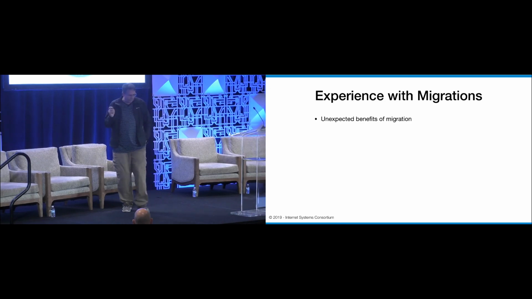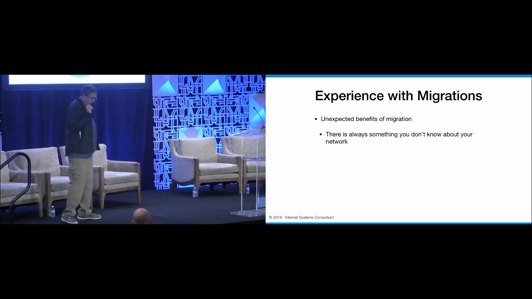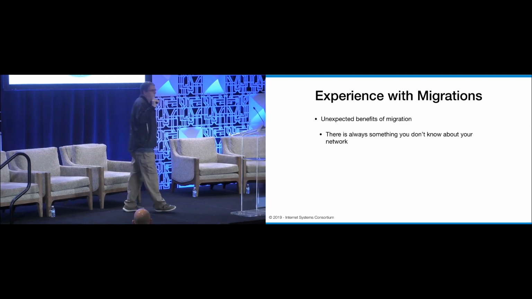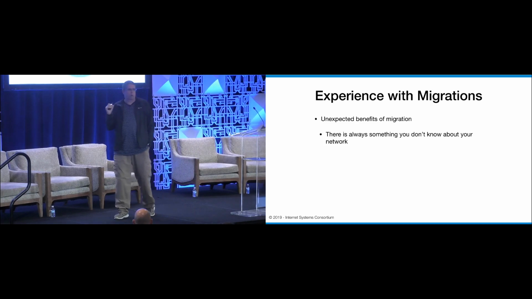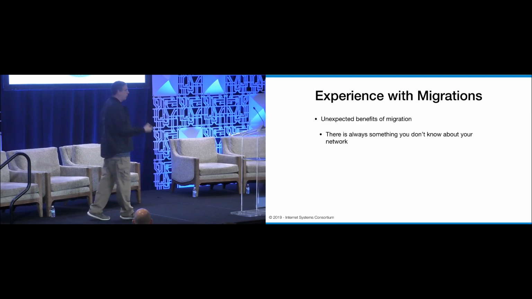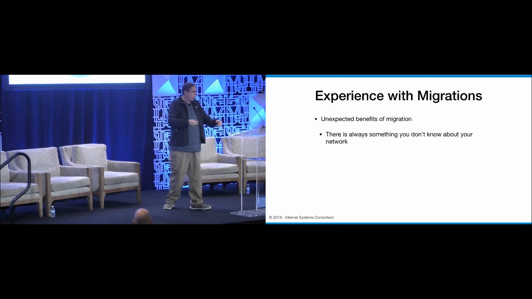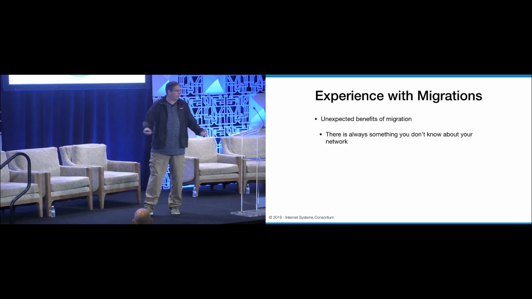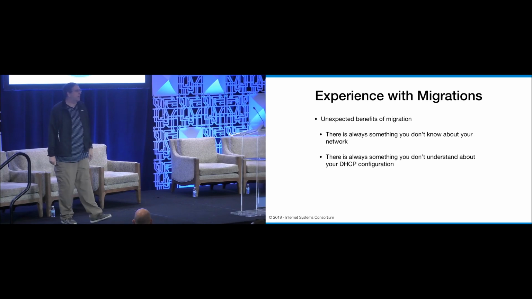There are some really interesting, unexpected benefits of doing a migration. The first one is, and I will guarantee this, unless you have a network that is like 5 machines and they all have reserved addresses, there's something about your network that you don't know. There is something about the configuration of your network that is going to really surprise you when you start unpinning things like DHCP. There's always something you don't understand about your DHCP configuration.